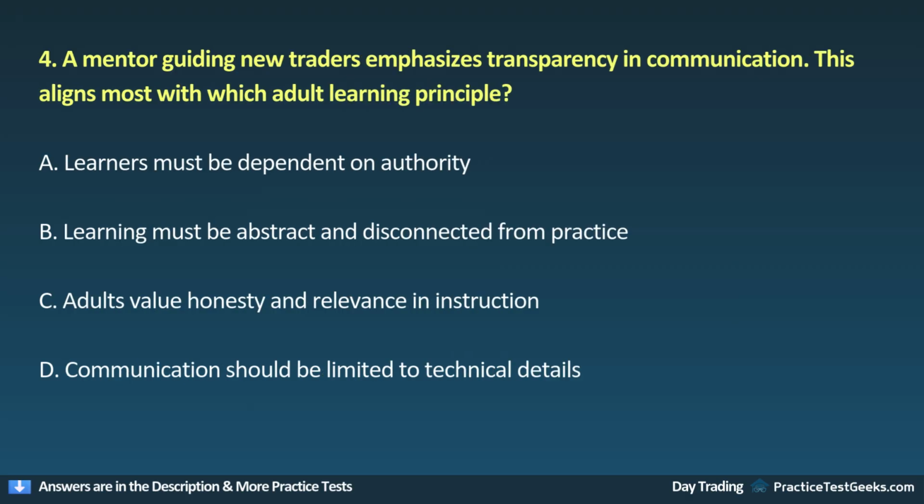4. A mentor guiding new traders emphasizes transparency in communication. This aligns most with which adult learning principle? A. Learners must be dependent on authority. B. Learning must be abstract and disconnected from practice. C. Adults value honesty and relevance in instruction. E. Communication should be limited to technical details.